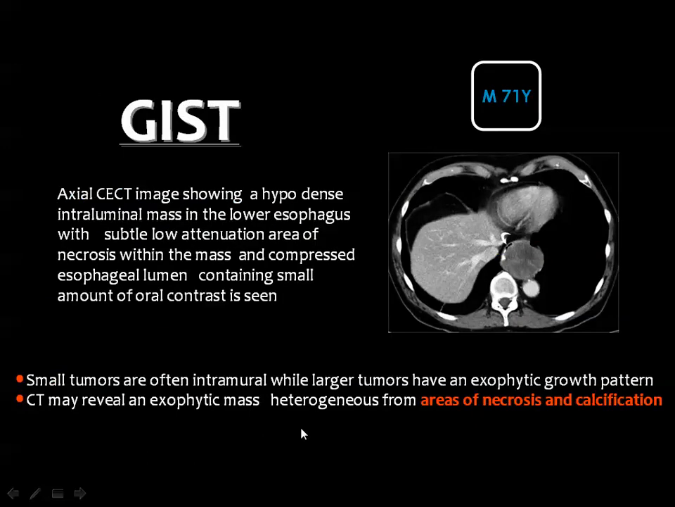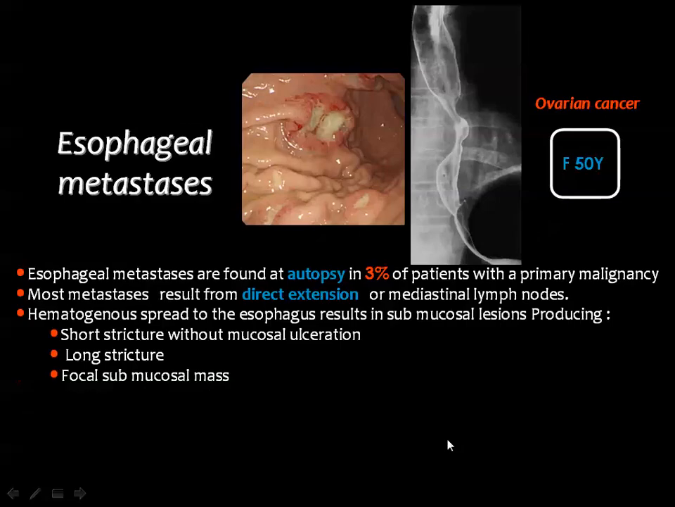This is a case of benign GIST tumor in the esophagus. It can simulate exactly the appearance of leiomyoma, being of relative hypodense texture. It stretches the esophageal lumen along the contour of the esophagus. But GIST may contain calcium, but leiomyoma do not show areas of necrosis, while GIST, if it is larger, it may show ulceration and necrosis.